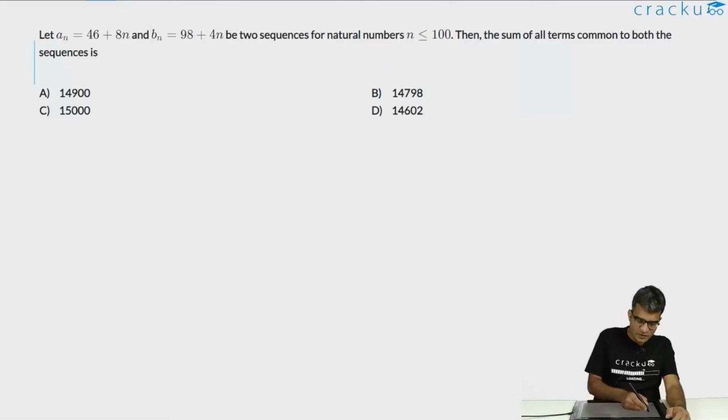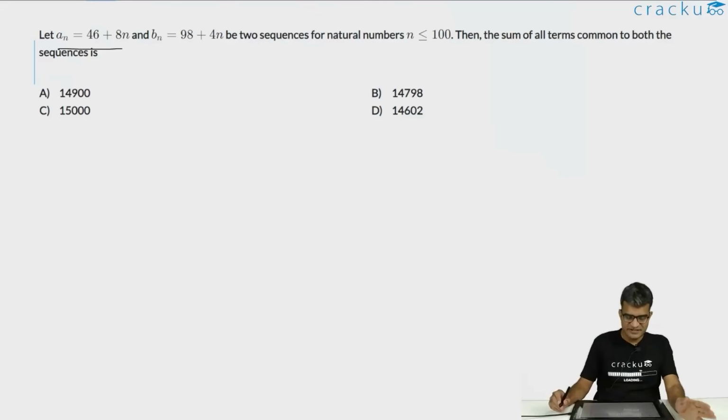In this question, we are told that AN is 46 plus 8n and BN is 98 plus 4n, where n is a natural number which is less than or equal to 100. What is the sum of all the terms which are common to both these series? Let us look at the first series.